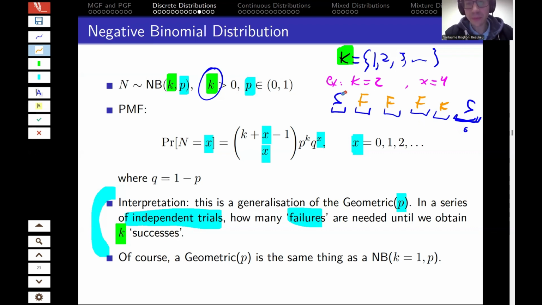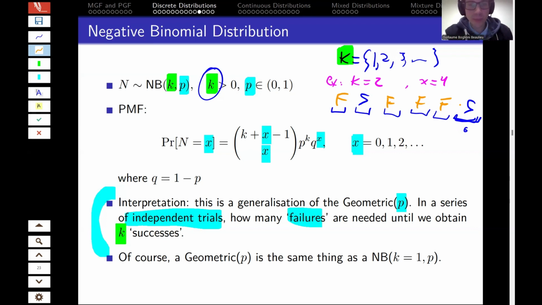But that's not the only combination that yields N equals 4. Indeed, if I start with a failure, and then I have a success, and then I have a failure, this is S, this is F, failure. Same thing, N equals 4.